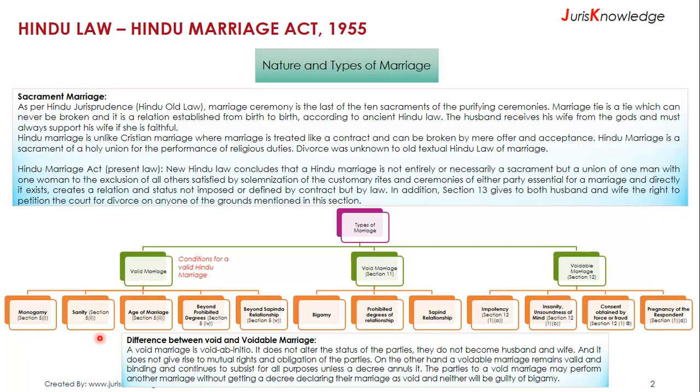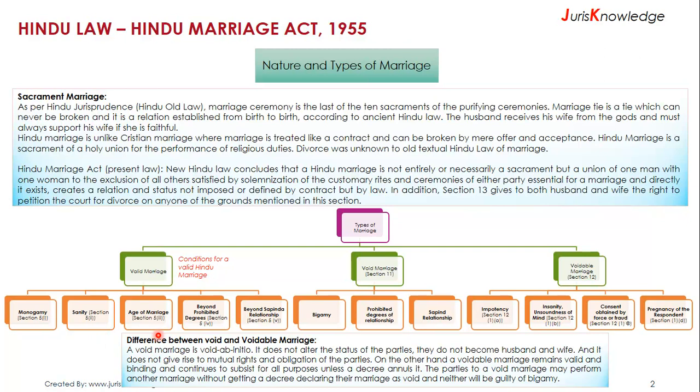The second condition is sanity. The person should be sane. Section 5, Clause 2 defines the parties to the marriage should not suffer from unsoundness of mind, mental disorder, or insanity. In all the cases given in Section 5, Clause 2, the party is regarded as not having the mental capacity to solemnize the marriage. So, if a party who solemnized the marriage is suffering from unsoundness of mind, mental disorder, or insanity, the marriage is voidable at the opinion of the other party.